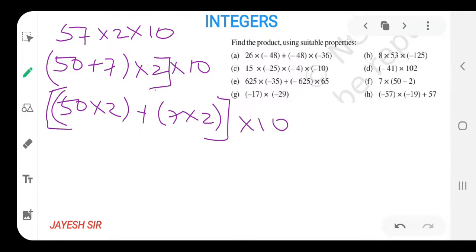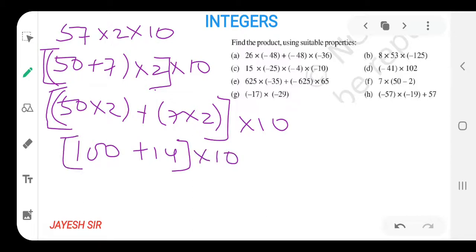Yes, how I have done like this? Yes, friends, I hope you all might be getting it, friends. Now 50 multiplied by 2, we all know, 100 plus 7 into 2 is 14, that also we know, into 10. As I already instructed you that bracket should be solved before. So 100 plus 14, 114, and that multiplied with 10, as we all know how to multiply it with 10. So our answer is 1140.